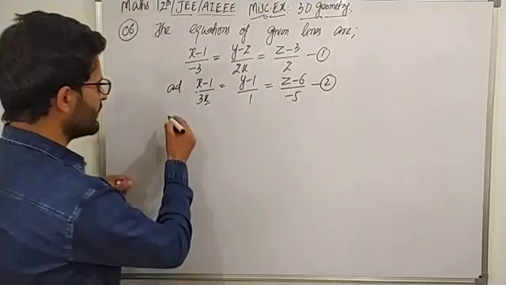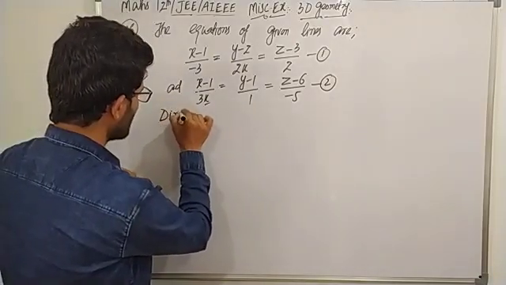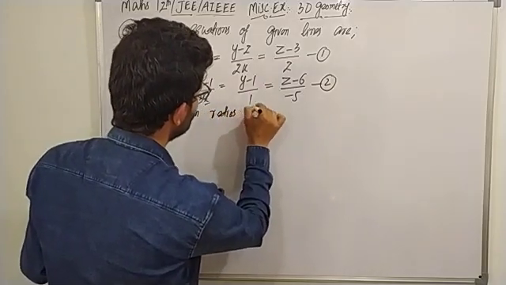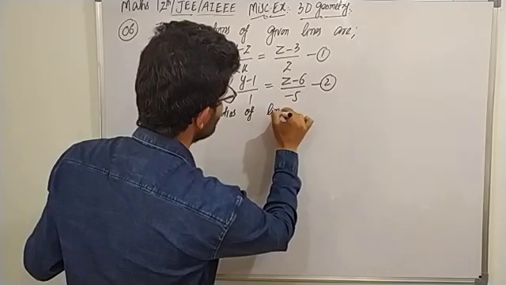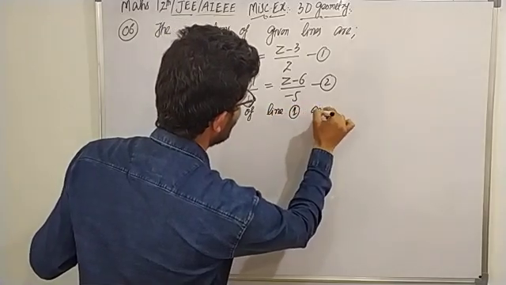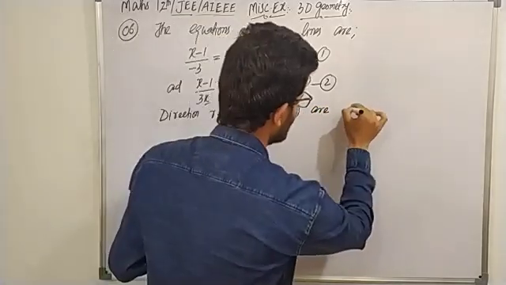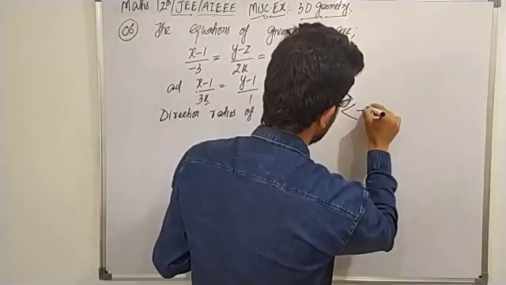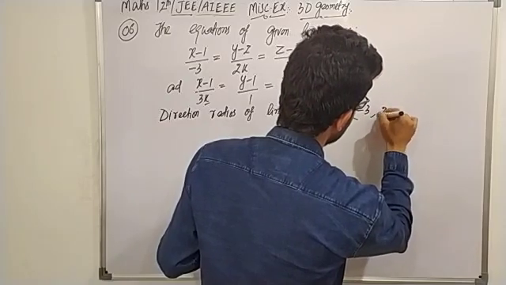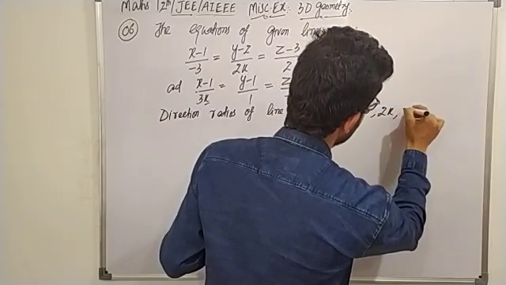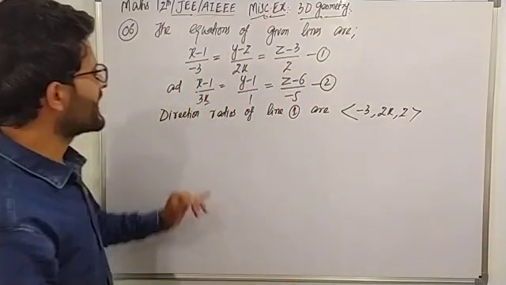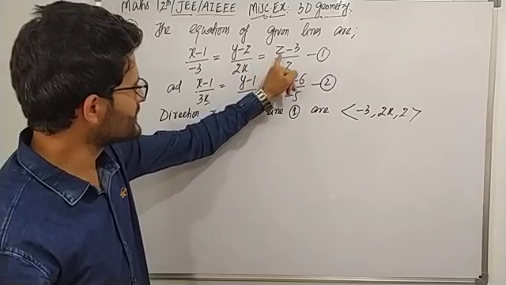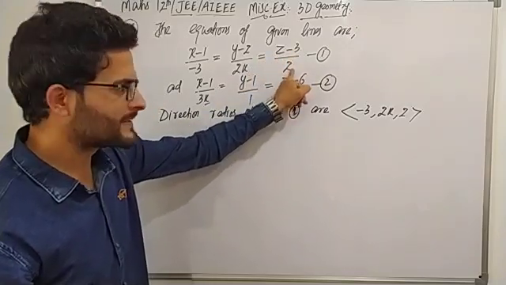So direction ratios of line first are, यहां पे मेंशन कर देंगे, क्या होंगे लाइन फर्स्ट के डायरेक्शन रेशियोज, ordered three-tuple of -3, 2k, 2, because the lines are of the form (x minus x1) by a equal to (y minus y1) by b, and that's equal to (z minus z1) divided by c.